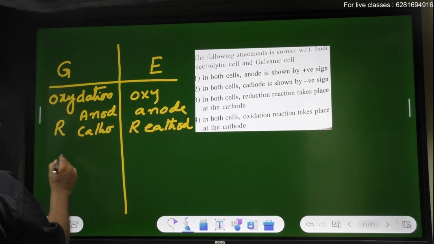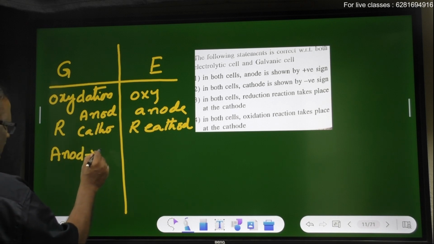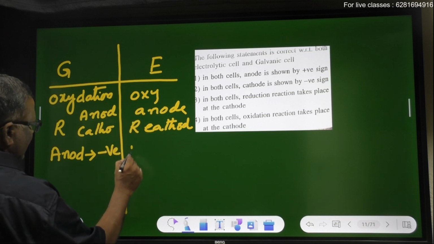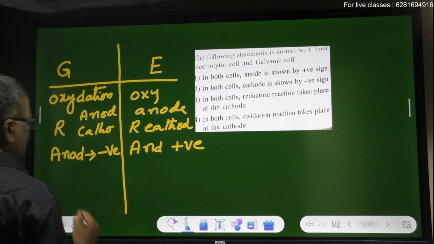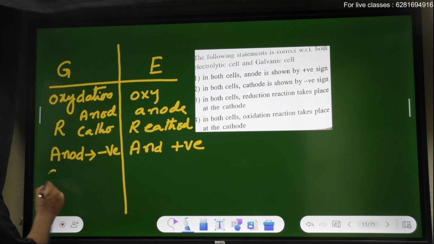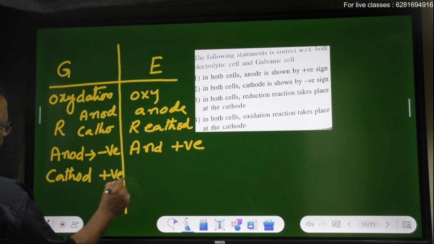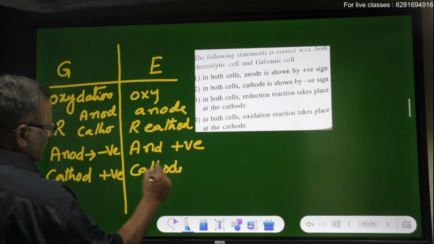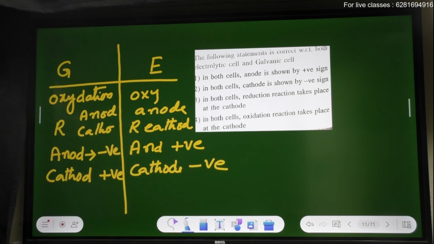Here in a galvanic cell, anode is represented with negative sign. In an electrolytic cell, anode is represented with positive sign. In a galvanic cell, cathode is represented with positive sign. In an electrolytic cell, cathode is represented with negative sign. So this is the only difference.